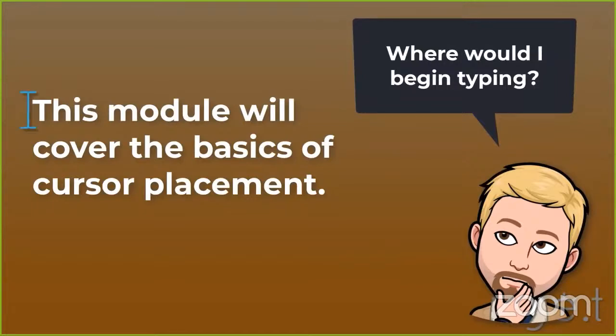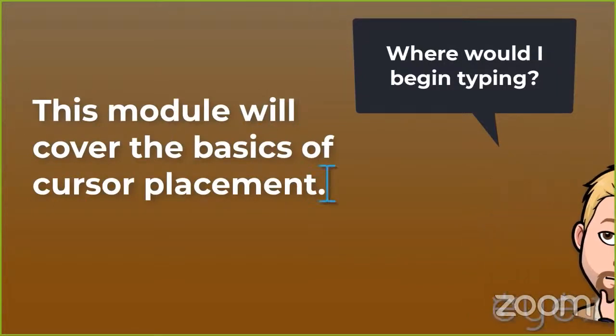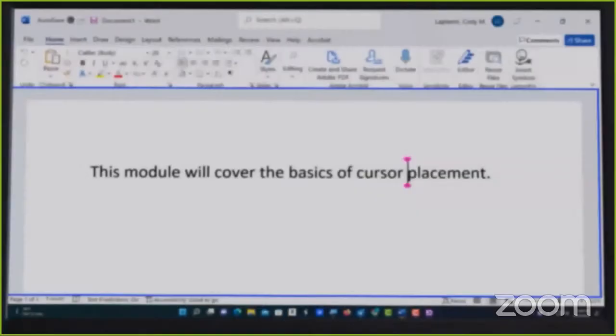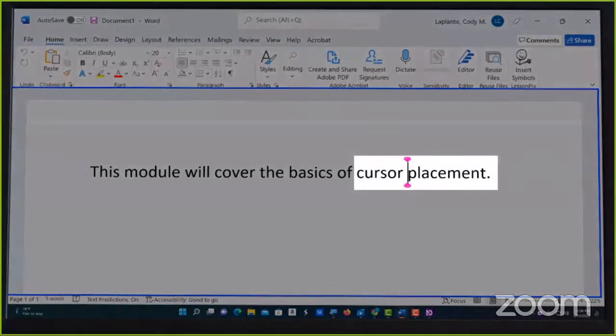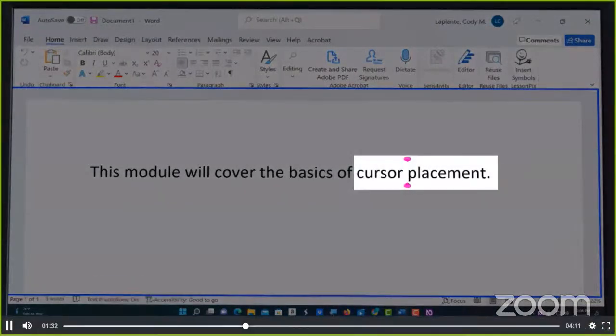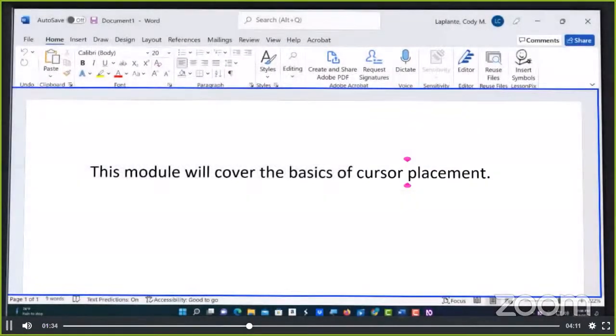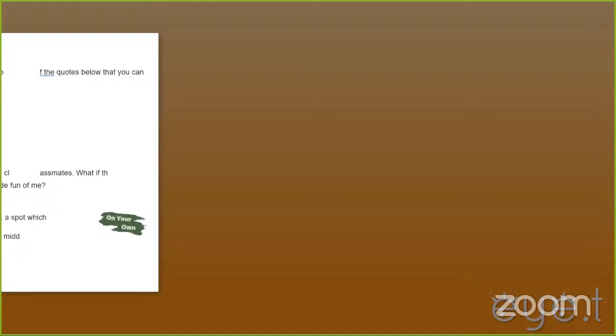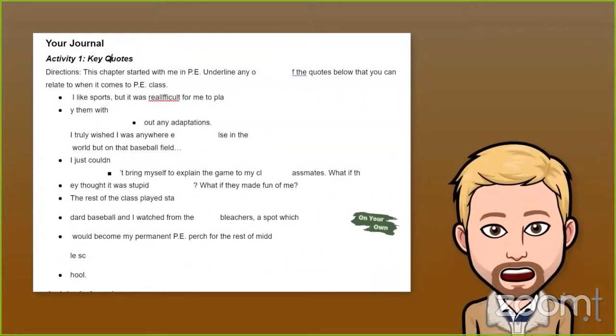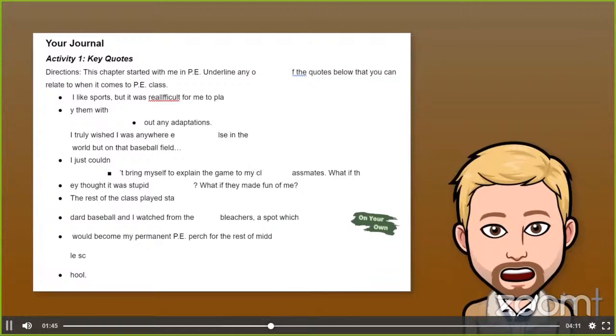You might think that my cursor should be at the end of the word placement. Well, let's find out. Look at that. My cursor is not at the end of the sentence. It is in fact between the words cursor and placement. These are the mistakes that your learner might make that will result in a document that is a complete mess. And as you can see, it's not very straightforward.